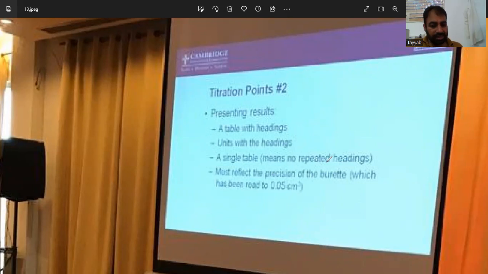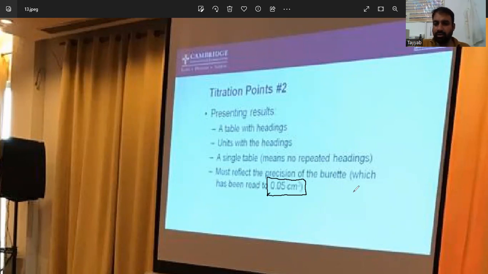It is not advised that you write final volume two times and initial volume two times on your paper. No, a single table. In this single table, all these headings should appear once. Most importantly, reflect the precision of the burette, which has been read to 0.05 centimeter cube. Whatever volume you have taken, you should record very correctly.